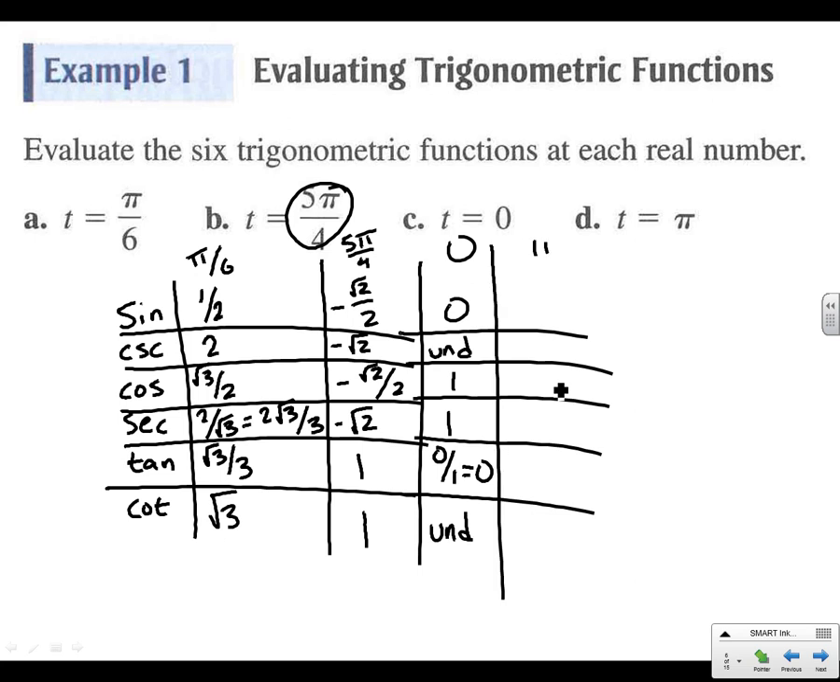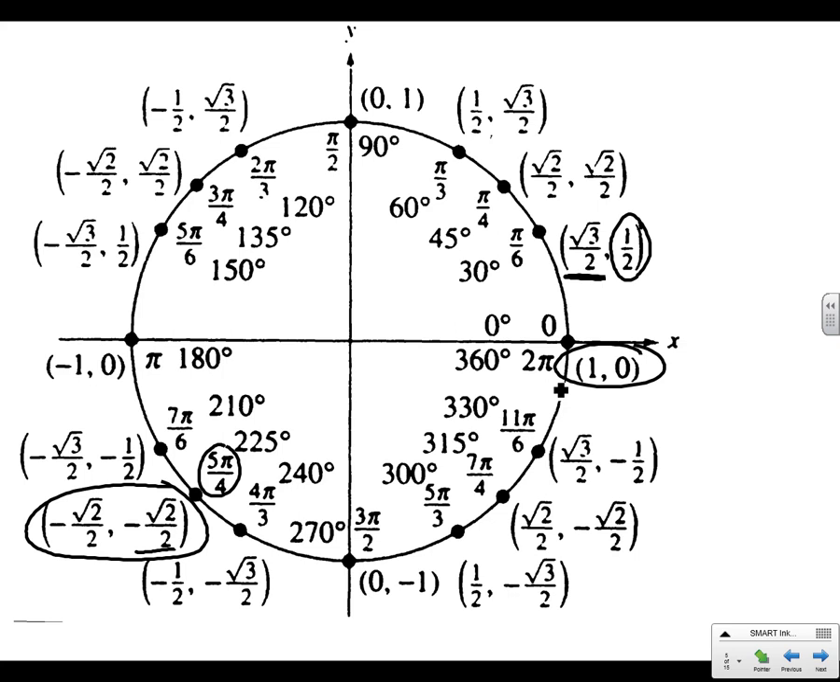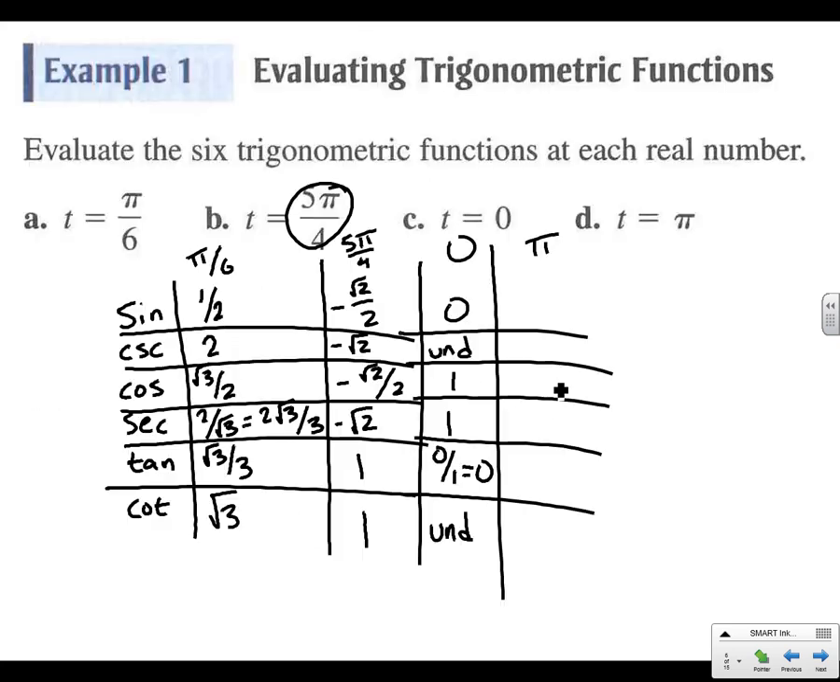And lastly, let's take a look at pi. At pi over here, we've got negative 1 comma 0. So our y value again is 0 and x is negative 1. So same thing, undefined. If we flip negative 1 over, we get negative 1. If we have 0 over negative 1, we get 0. Flip it over, you're undefined.